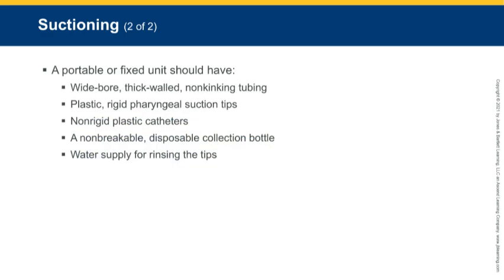A portable or fixed suction unit should have wide-bore, thick-walled, non-kinking tubing, rigid pharyngeal suction tips, and non-rigid plastic catheters. When suctioning, always limit the duration to 15 seconds for adults, 10 seconds for children, and 5 seconds for infants to prevent hypoxia. If necessary, alternate suctioning with oxygenation to ensure adequate ventilation.